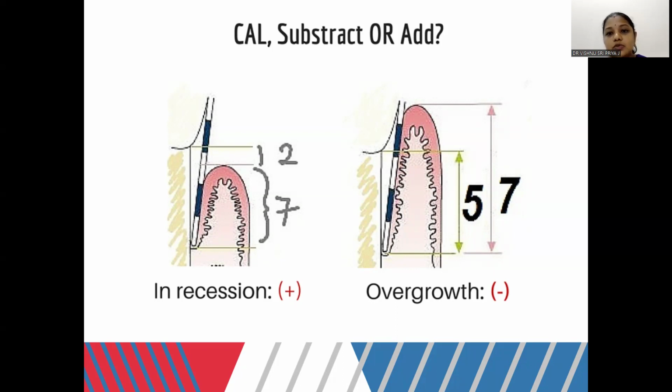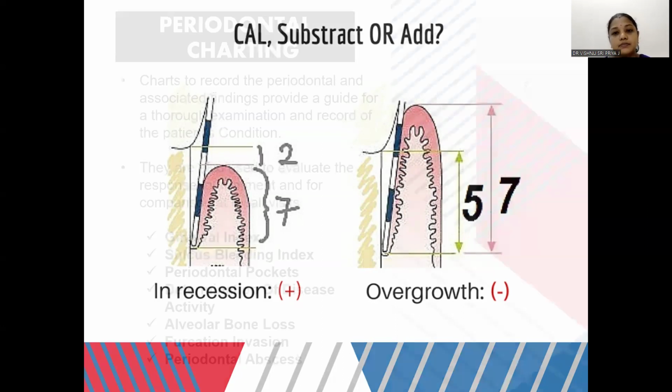Actually, free gingival margin to CEJ can be measured by probe. That should be 2 mm. So when we subtract 2 from 7, you will get 5, which is CEJ to base of the pocket. I hope it is clear. If you have any doubts, you can contact me anytime.